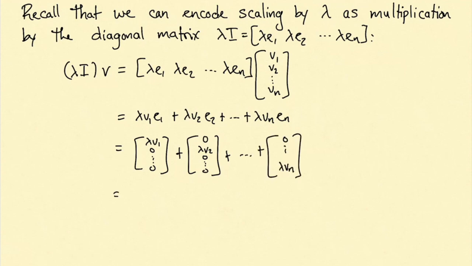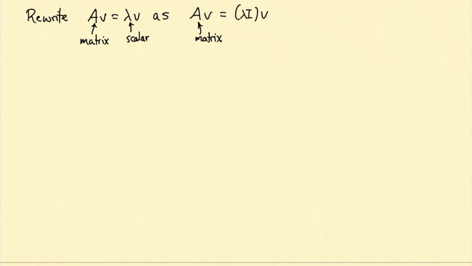And of course, if we add these together, we add along the components and we get lambda v1, lambda v2 down to lambda vn. So this allows us to rewrite our original equation, a matrix times a vector equals a scalar times a vector, as an equation of two matrix multiplications, a matrix times a vector on the left and a matrix times a vector on the right. So now we can subtract lambda I times v from both sides of our equation. This of course leaves us with the 0 vector on the right hand side.